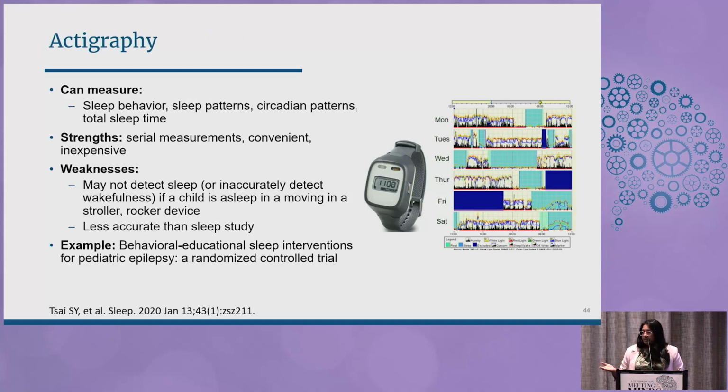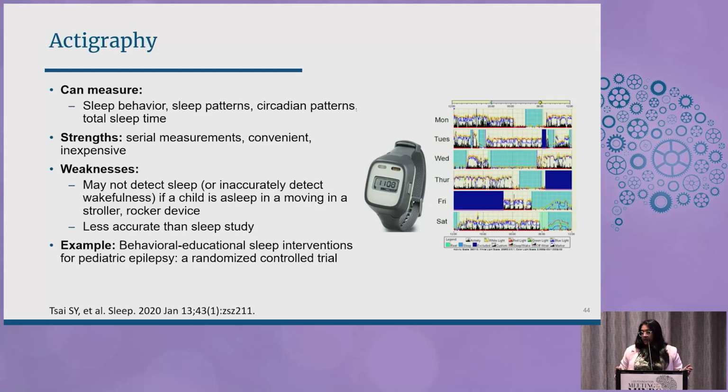Actigraphy, so this is almost like a watch. It's a medical grade device which uses motion sensor and light information to assess sleep patterns, sleep behavior, circadian patterns, and sleep time. Again, the great thing about this is that you can collect serial measurements over a long period of time, and it's somewhat convenient. It's better than going in for a sleep study every night, and it's relatively inexpensive too.